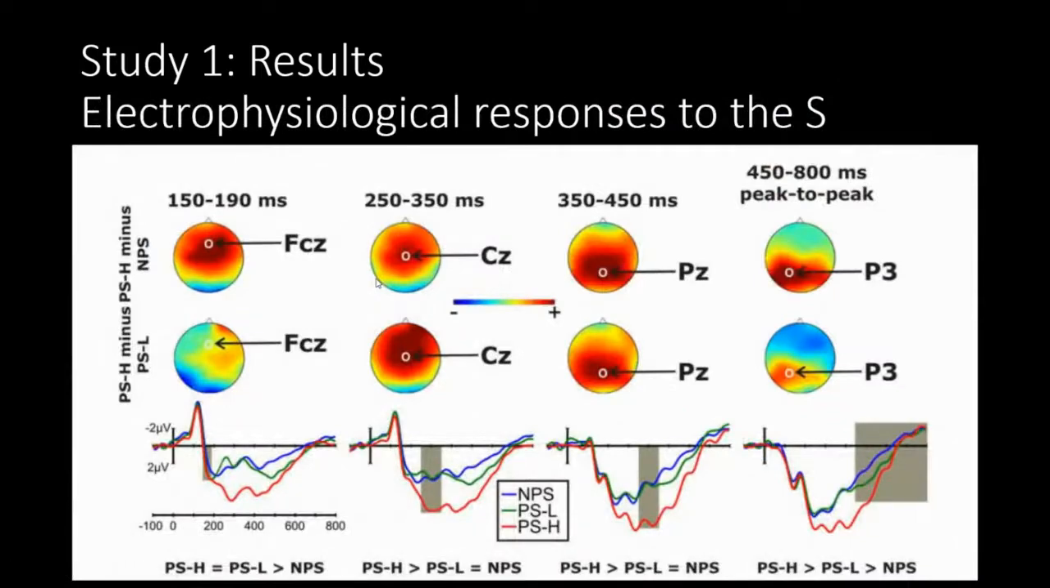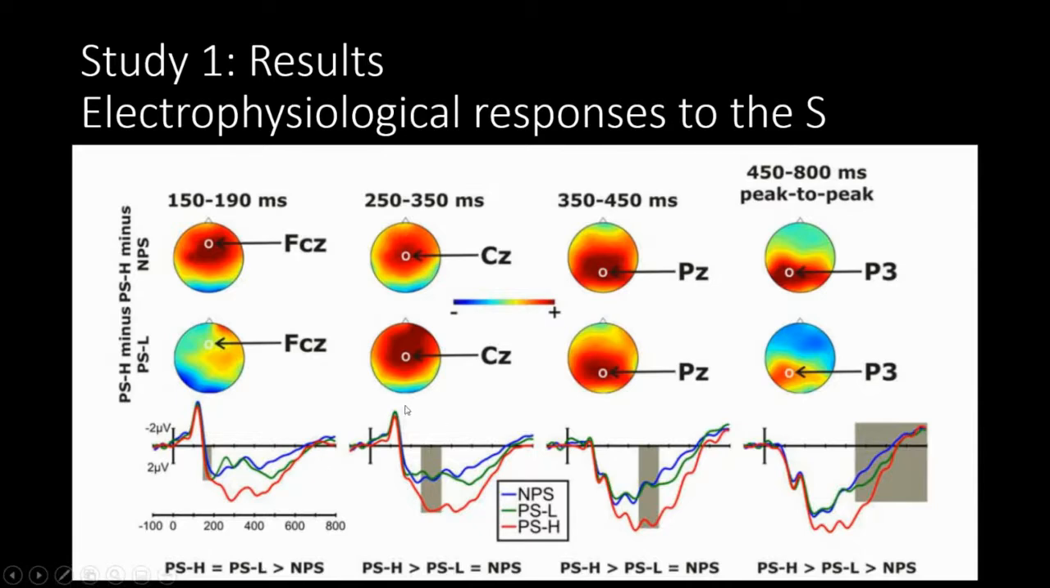But when we see the EEG data, again, remember that this is during the processing of the stimulus. What you can see is a really rapid effect around 150 milliseconds after the presentation of the stimulus. And this effect distinguishes between the predictive stimuli and the non-predictive. It doesn't matter the value, it's just predictive versus not predictive, as it says here.